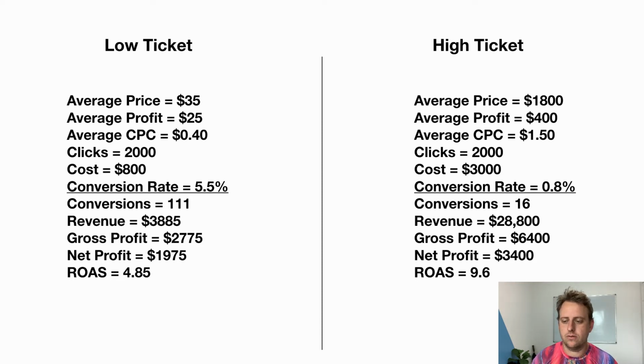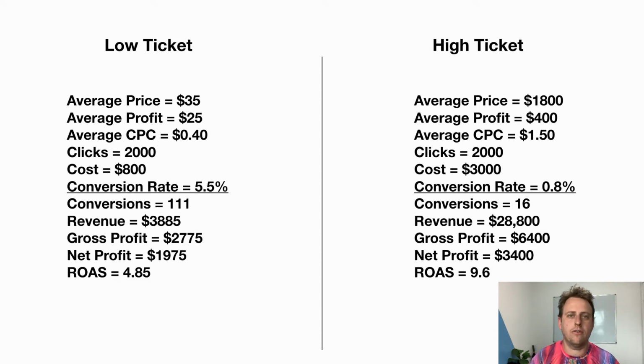This is the difference. Obviously the revenue numbers are significantly different, but look at the gross profit, the net profit, and the ROAS. It's incredibly different. So even though this high ticket store only has a conversion rate of 0.8%, it doesn't matter. It's still way more profitable, not to mention easier to manage by a long stretch than the low ticket store. The conversion rate here is irrelevant as a comparison tool or a measure of success.